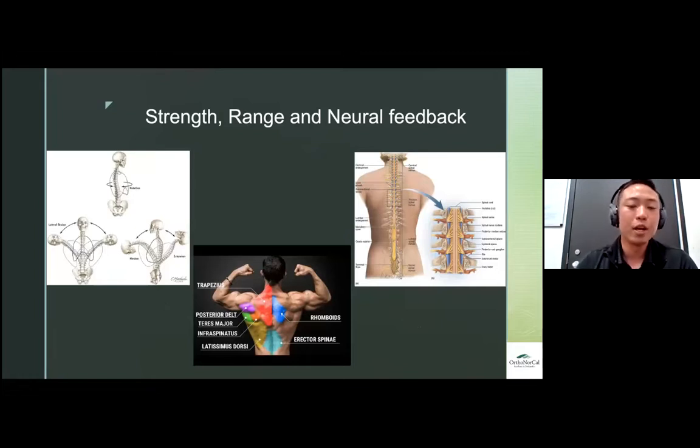So we have range. First, let's discuss the three main ranges. The three main ranges of the spine are side bending, so going side to side, rotation, flexion, and extension, all of which are controlled by different muscle groups. It's important to know that it's good to move the spine. You know, it's not just meant to be bare, and it's not meant to be staying in one position.